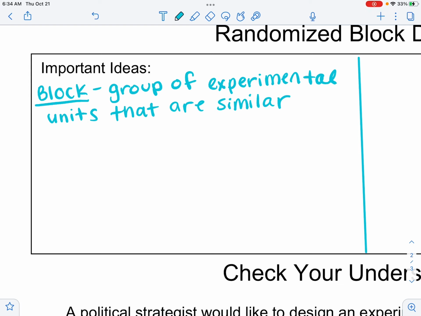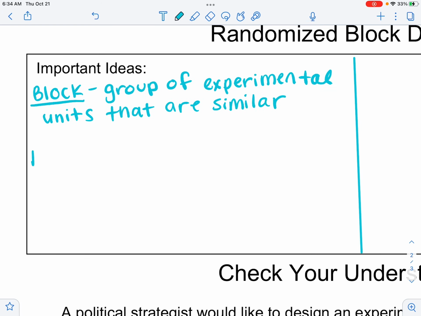So if we're thinking about strata, what word does this relate to? Homogeneous, right? But in this example, we call it a block. We want groups of experimental units that are similar. And I would create a block if I wanted to do a randomized block design in my experiment.